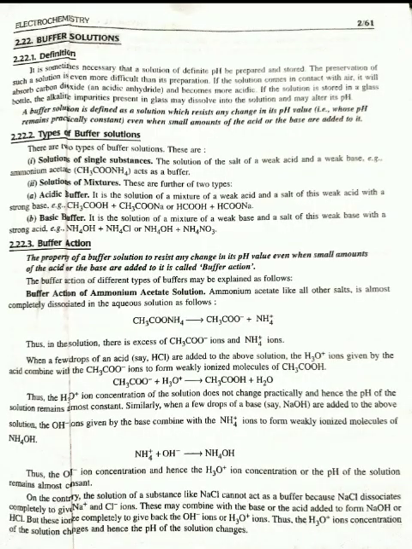On the contrary, the solution of a substance like NaCl cannot act as a buffer because NaCl dissociates completely to give Na positive and Cl negative ions. These may combine with the base or the acid added to form NaOH or HCl, but these ionize completely to give back the OH negative ions or H3O positive ions. Thus, the H3O positive ion concentration of the solution changes and hence the pH of the solution changes.